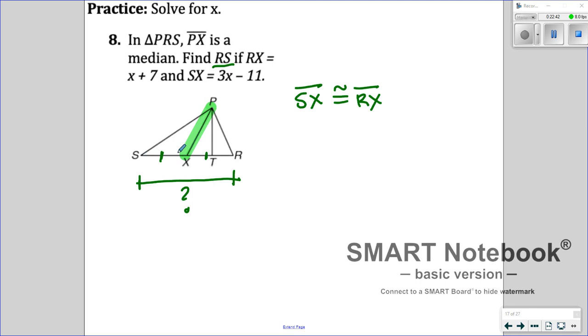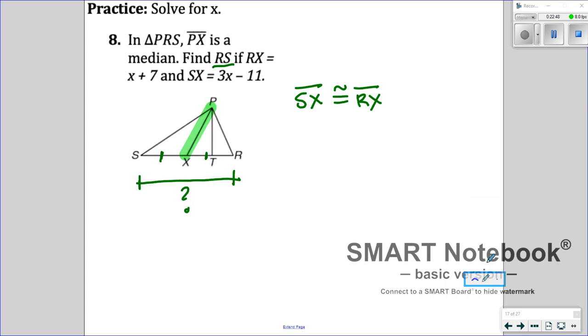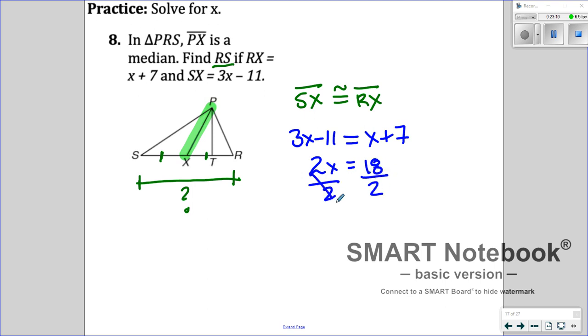All right, so we know that these two segments are congruent. So that means we're going to set them equal to each other. So I'm going to put 3x minus 11. That's for SX. And RX is 7x plus 7. All right, so then I solve. Subtract x on both sides, get 2x. Add 11 on both sides, so I get 18. I divide by 2, and then I'm going to get x equals 9. So I found x. That was my first thing, but now I have to find RS.